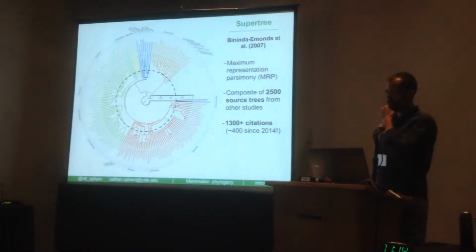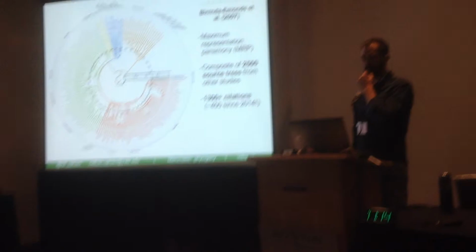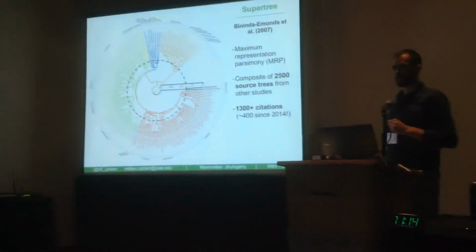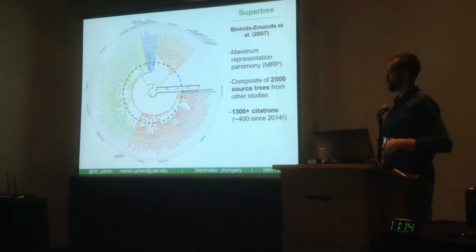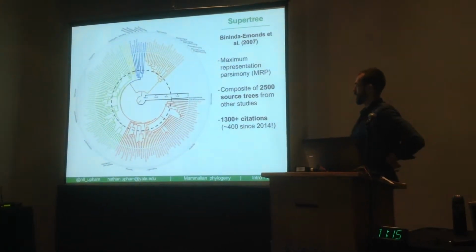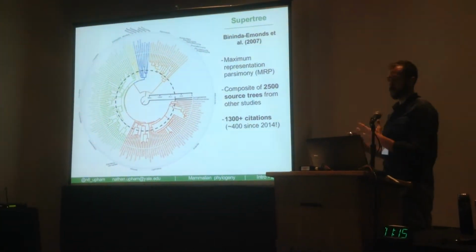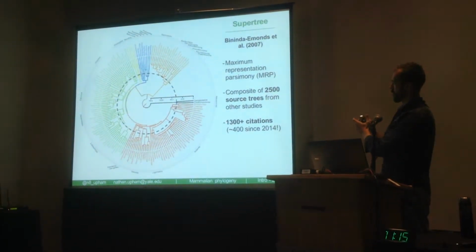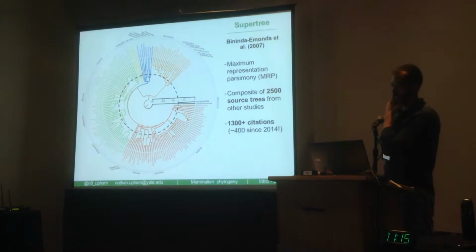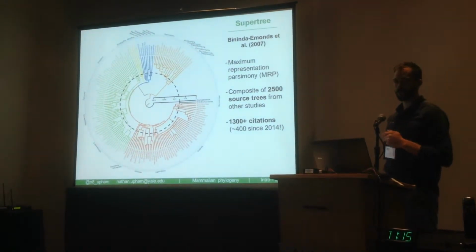And thinking about big trees and mammals, kind of the first thing that comes to my mind at least is this Emmons super tree from 2007. And this was a really important tree to push the field forward. It is a combination of 2,500 source trees, both morphological and DNA.